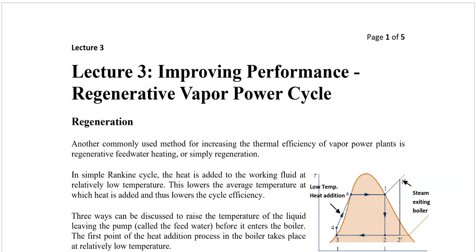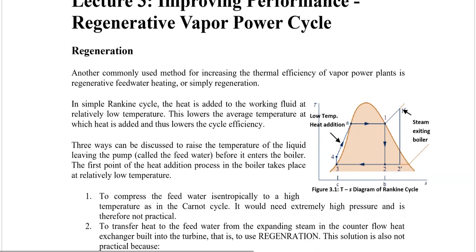In a simple Rankine cycle, if you can imagine, heat is added to the working fluid at a much lower temperature, and that is at the exit of the pump or inlet of the boiler, we would call it. Thus, we would try to improve the efficiency by increasing this temperature. And if we have increased this temperature, the thermal efficiency of the Rankine cycle will improve.